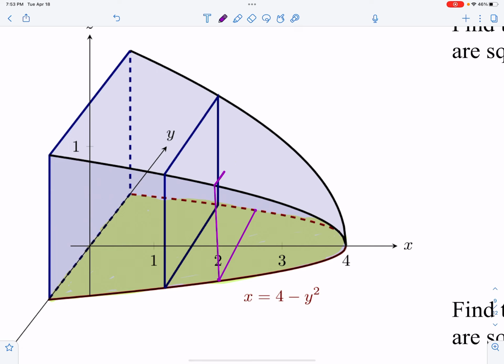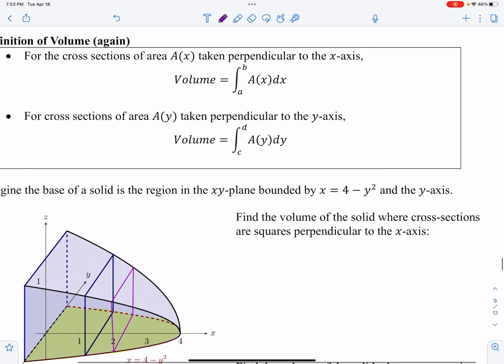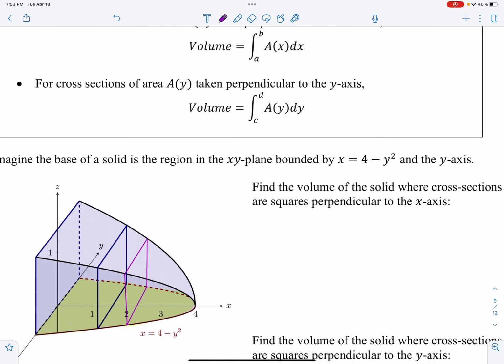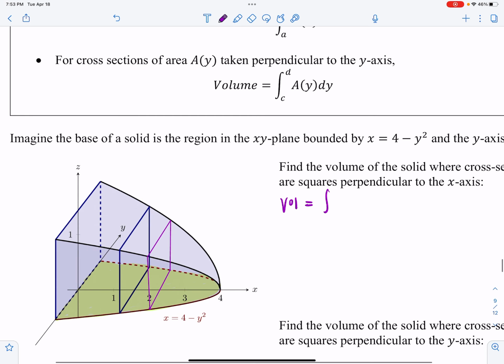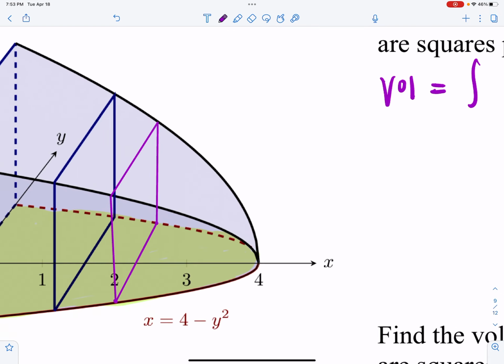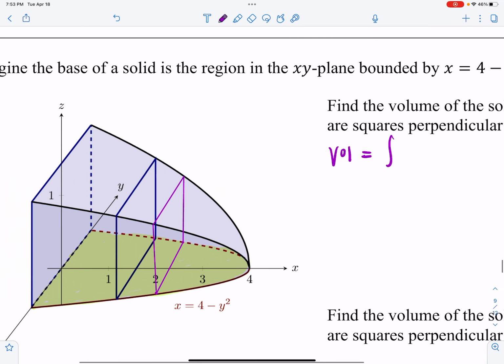And then it comes up. So the area of each cross section is going to be dependent on x. So in order to come up with our volume formula, our cross sections are perpendicular to the x-axis for this first solid. So that means that we are integrating with respect to x. The base of the solid is defined from x equals 0 to x equals 4. So those are going to be my limits of integration.